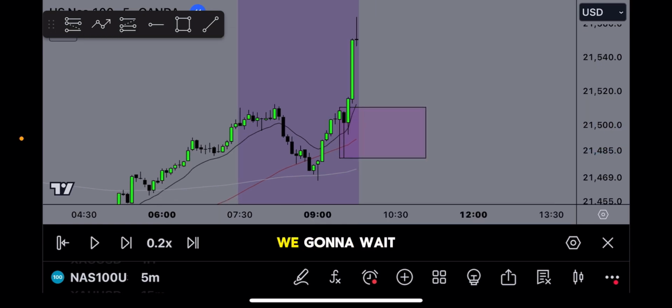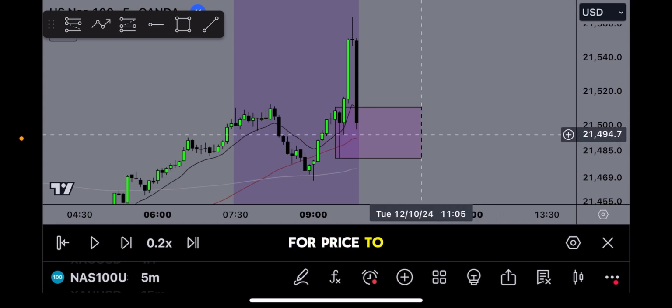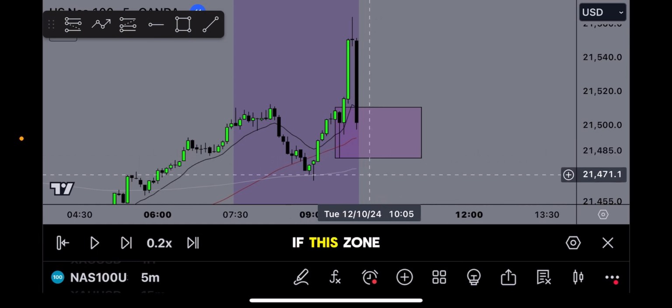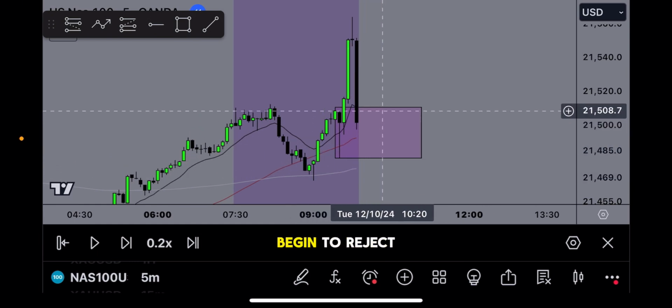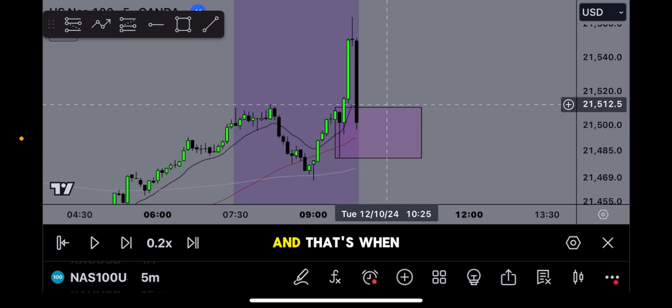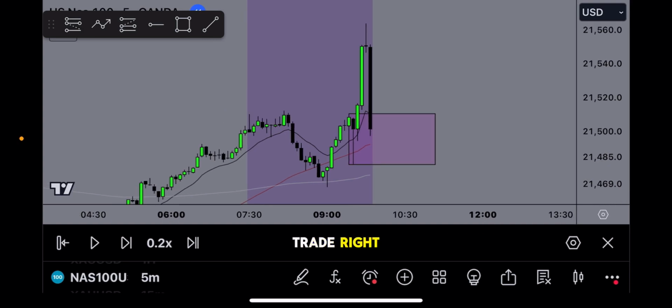So what we're going to do, we're going to wait for price to come back to our zone and clear the gap. Boom, clear the gap. Now, once we see this, we either wait for price to break the zone and tell us this zone is invalid, or for price to begin to reject and tell us that we're about to start going up. And that's when you begin to look for an entry candle so you could get in the trade, right?